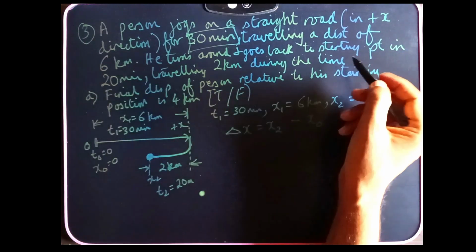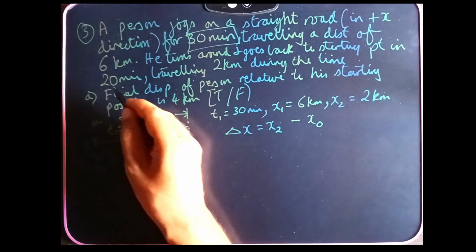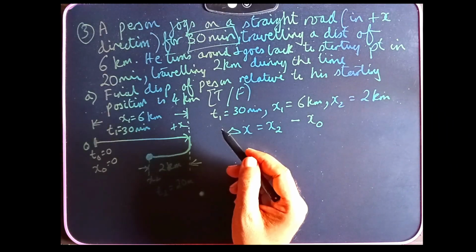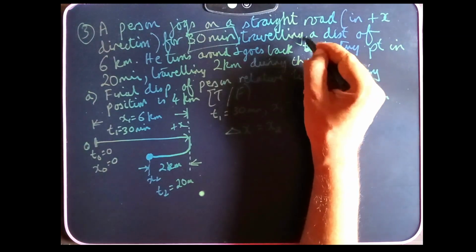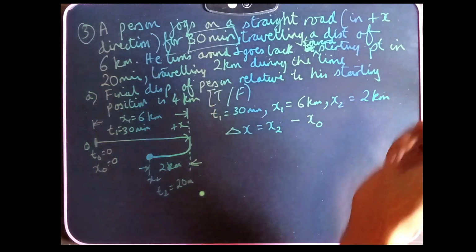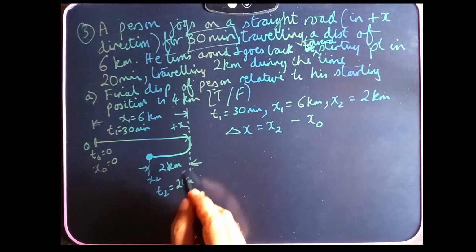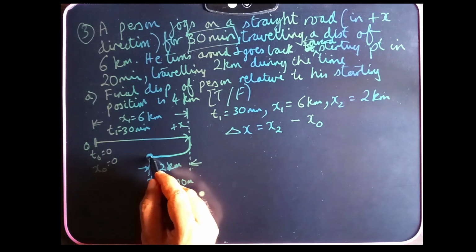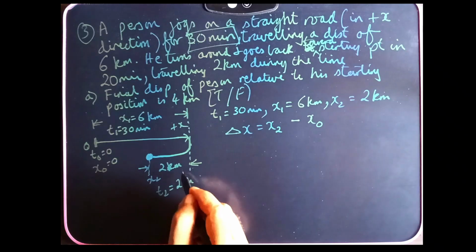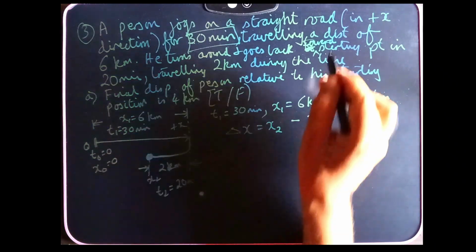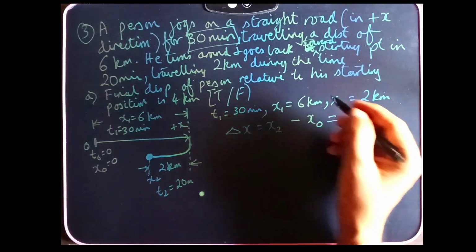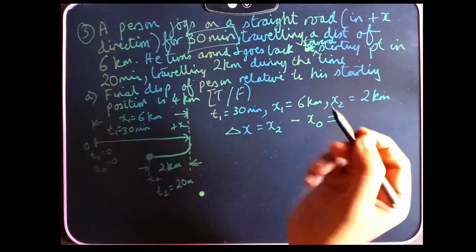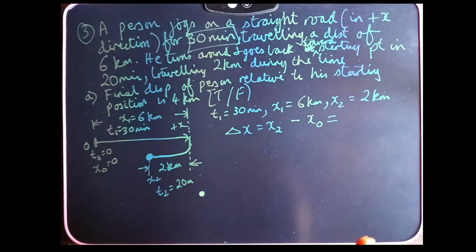He turns around and goes back to starting point in 20 minutes. He goes back towards, not to. He goes towards his starting point in 20 minutes. That means he has not reached the starting point. He has walked 20 minutes, and he has covered a distance of 2 kilometers. Slightly confusing question. The statements were confusing. He has gone towards. He has not gone to. Okay, to and towards is different English.